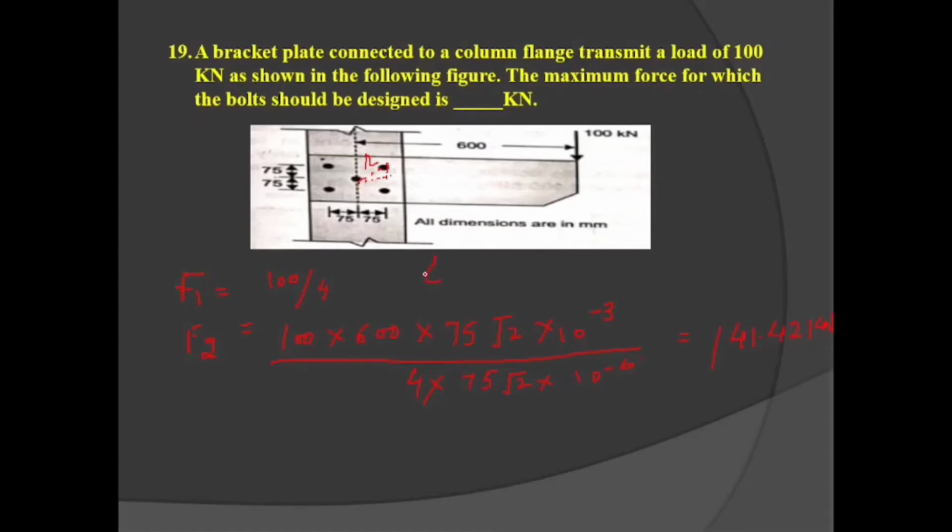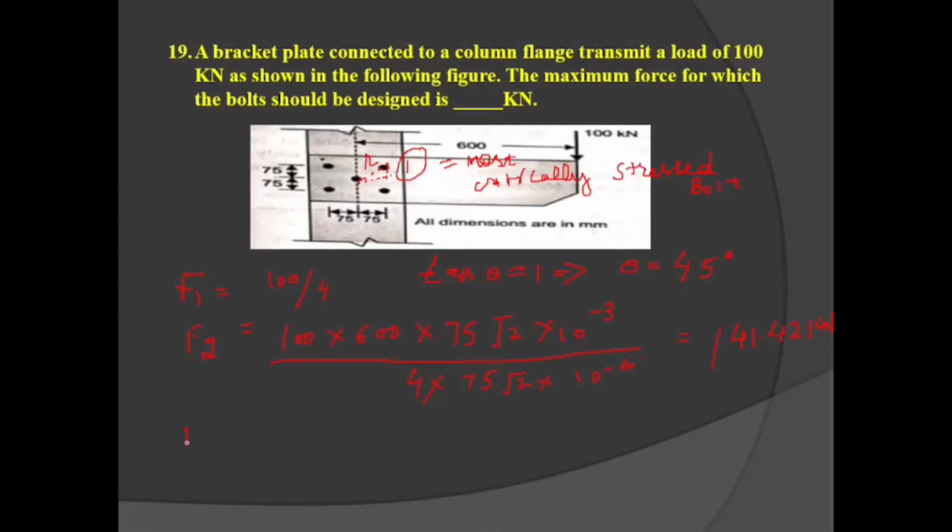Since all the distances are same, tangent theta is equal to 1, so you can say theta is equal to 45 degrees for the most critically stressed rivet. The most critically stressed rivet is rivet number 1. This is our most critically stressed bolt.